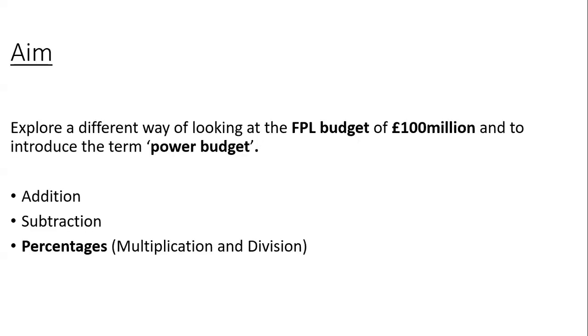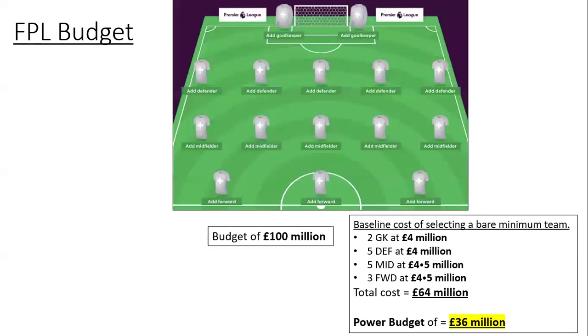Let's begin. The aim of this video is to explore a different way of looking at the FPL budget of £100 million and to introduce the term power budget. We will be using simple addition and subtraction with a strong focus on percentages.